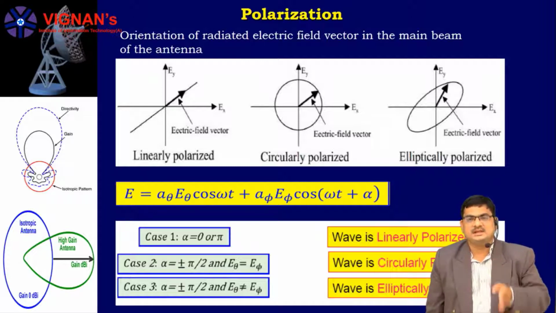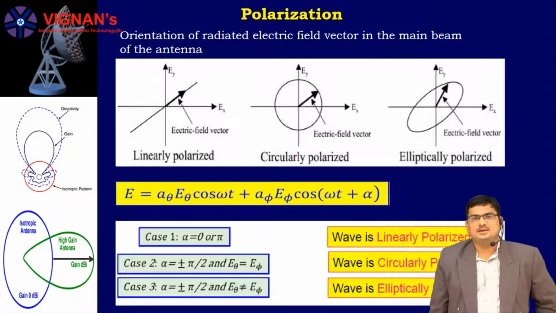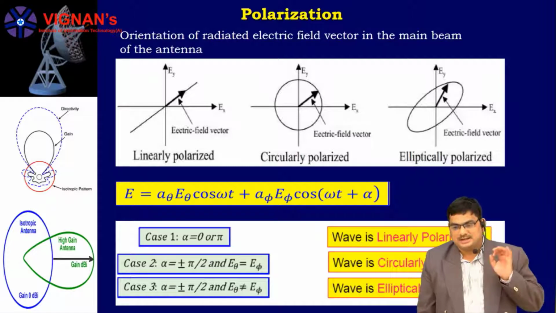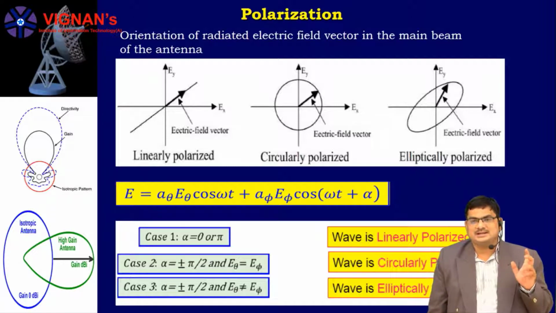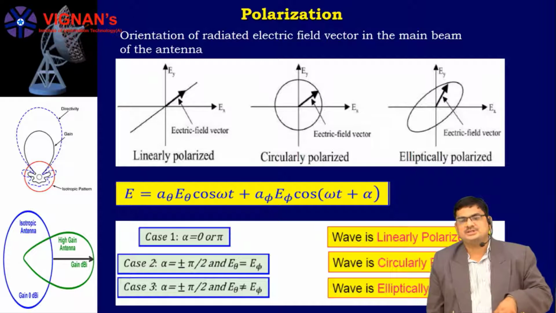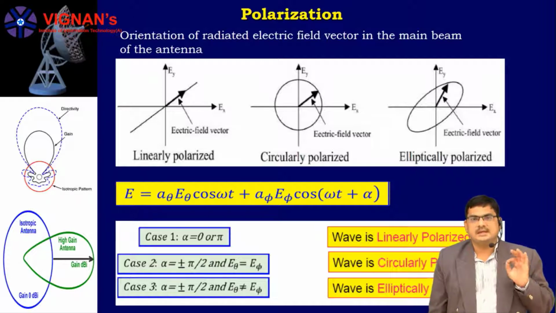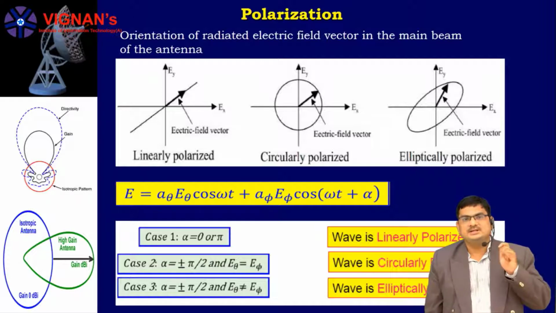If it is in a vertical line, we say vertical polarization. If it is in a horizontal line, it is horizontal polarization. If it is at some angle, it is called theta polarization. The direction of the antenna and its polarization are both the same.